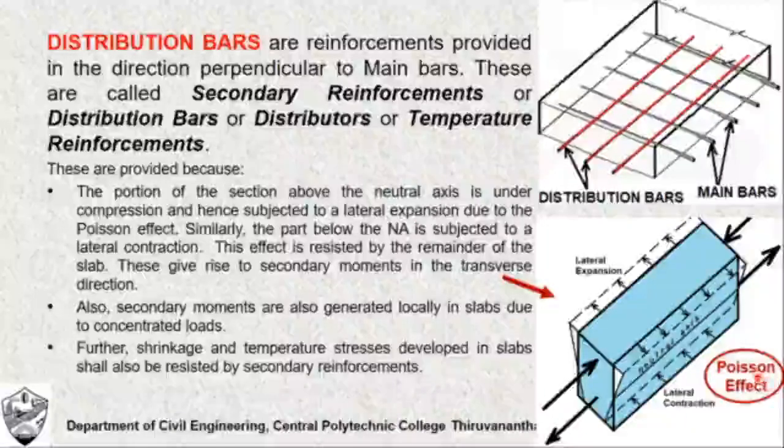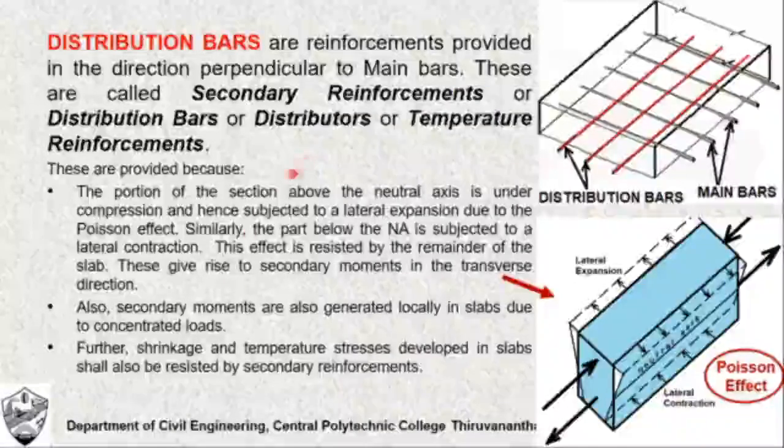You know about Poisson ratio. Just like that, we have Poisson effect, which is the occurrence of lateral expansion and contraction. As a result of this Poisson effect, the lateral expansion and contraction shall be hindered or restricted by the adjacent slab material on its sides, and as a result stresses develop. We call such stresses secondary stresses or secondary moments, and we need reinforcements to resist such effects, and there we provide secondary reinforcements.